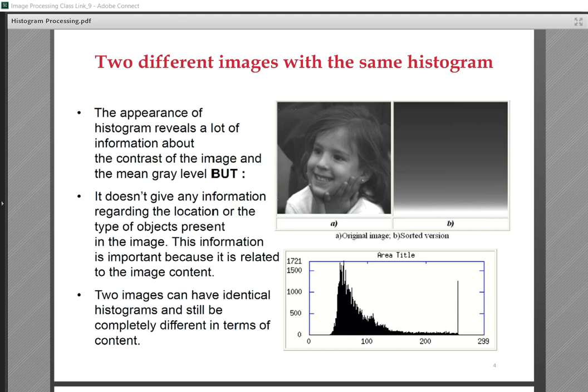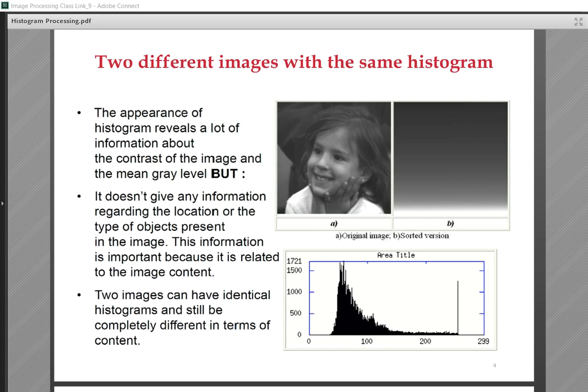This is the original image and this is a sorted version, okay? All of them have this histogram, but you don't know whether this histogram is for this item or for this item, okay? Here, the appearance of the histogram reveals a lot of information about the contrast of the image and the main gray level, okay, from the last slide. But it doesn't give any information regarding the location or the type of objects presented in the image.